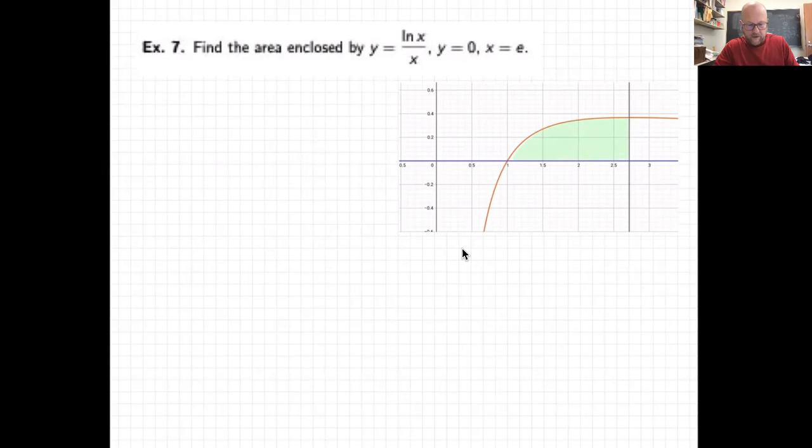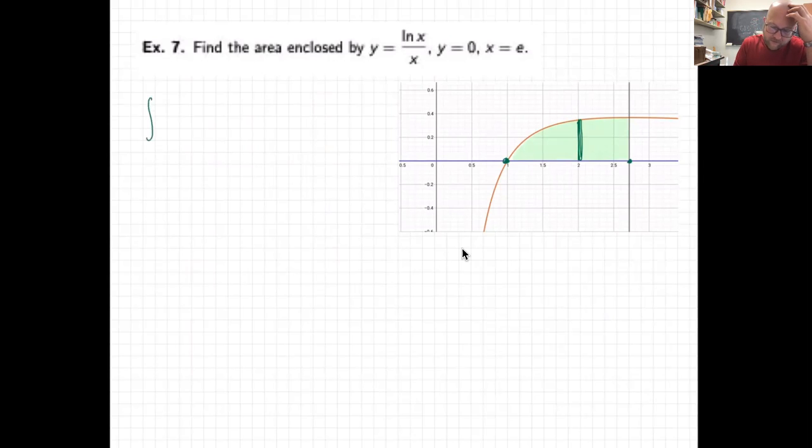There, good enough. All right. So that's the region that we're looking at here. And it seems as though the most convenient way to tackle this is going to be with our vertical slices. So we're going to have to know about the x value there and there.